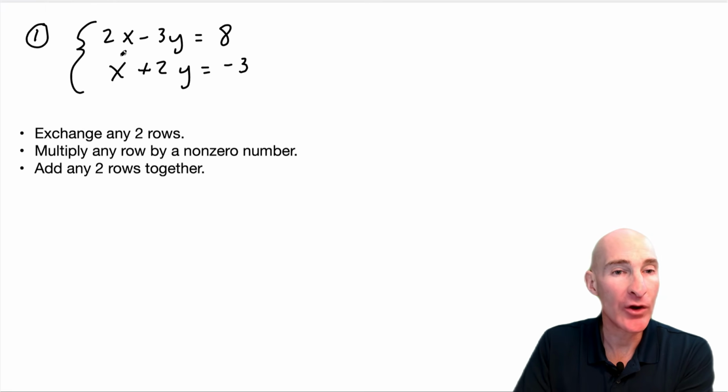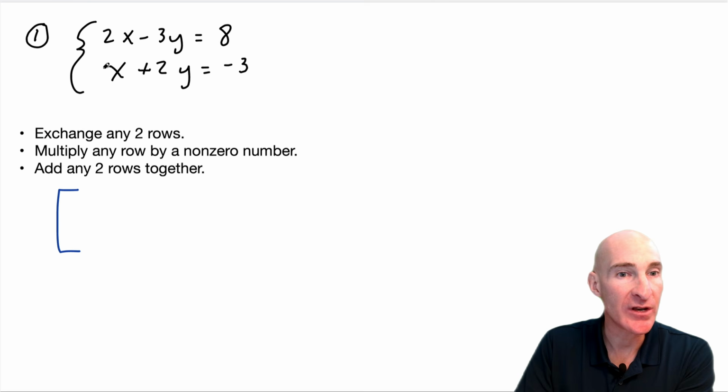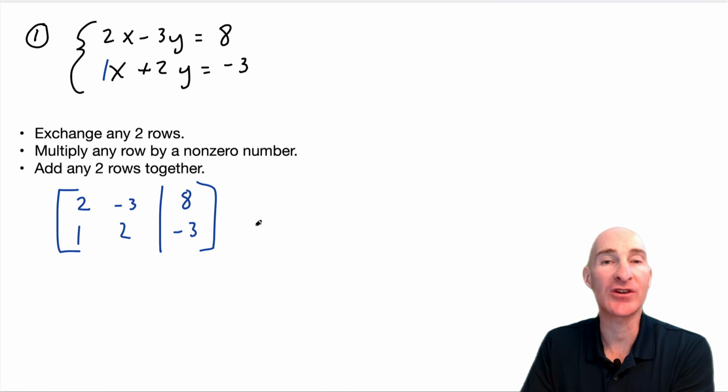So the first thing you want to know is how to write this as an augmented matrix. What you would do is use the coefficients, the numbers in front of the variables. So I'm going to say 2, -3, 1, for this x here, this is understood to be a 1, and then 2y. Then we draw a little line, and then we've got our solutions, 8 and -3. So that's our augmented matrix.